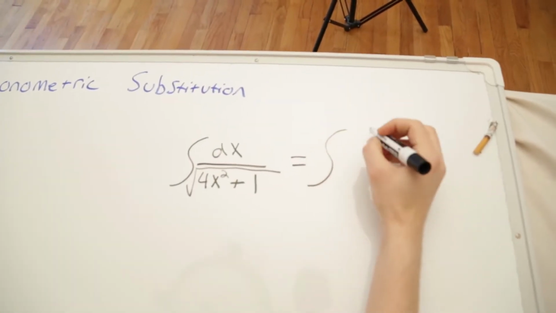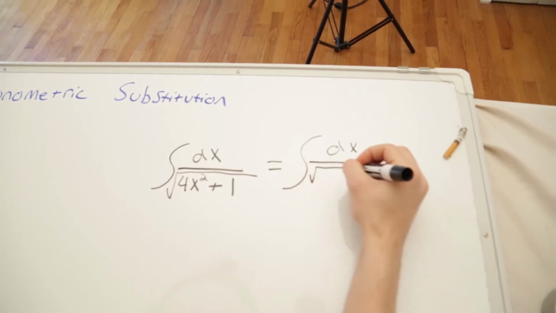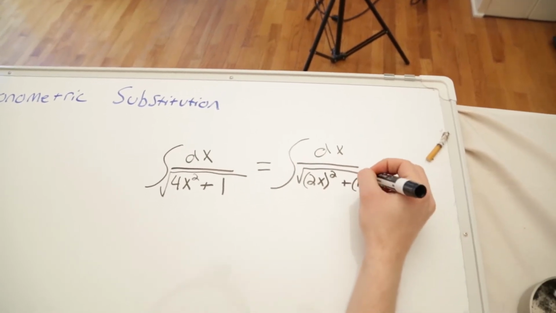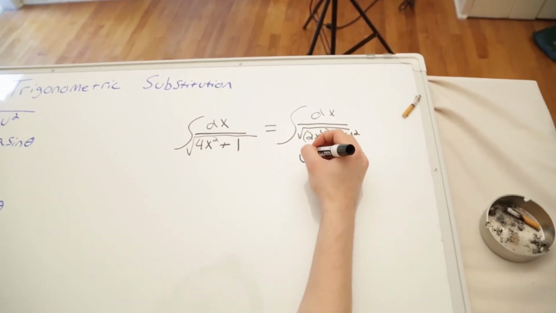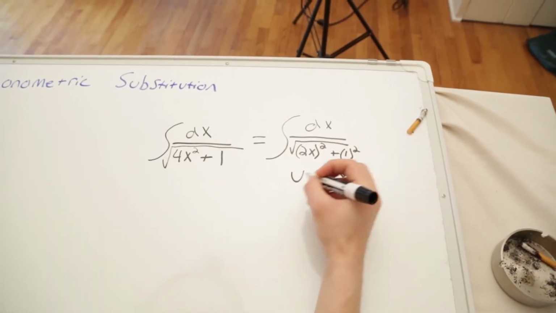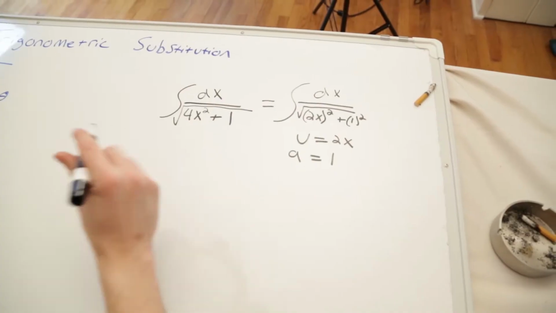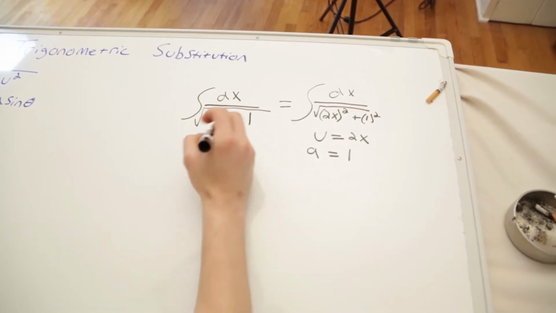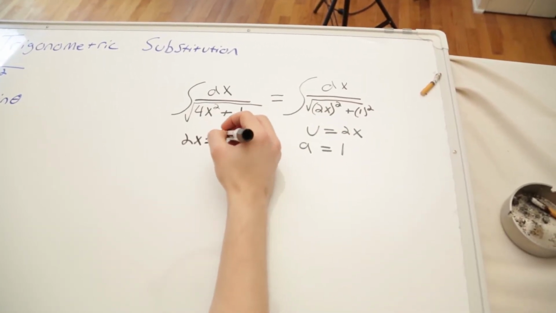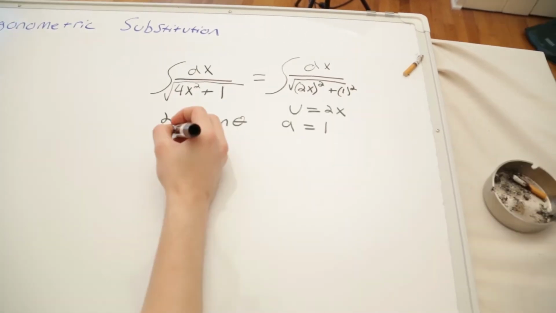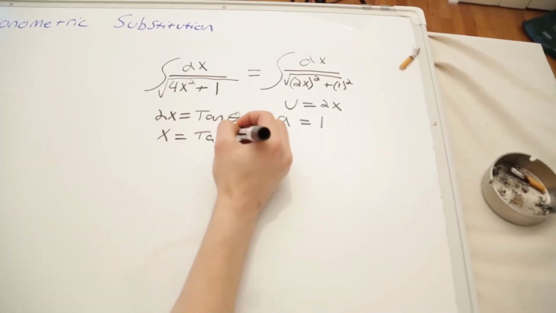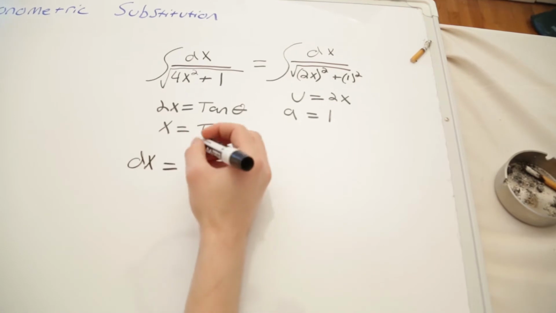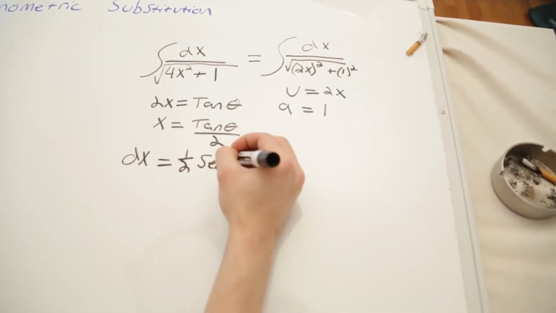So let's rewrite this. This is equal to the integral of dx over the square root of (2x) squared plus 1 squared. So our u value is going to be 2x and our a value is going to be 1. So now let's do our trig substitution. We're going to let 2x equal, a is just 1, so 2x is going to equal tan theta, which means that x equals tan theta over 2, and I'm only doing this just to find dx, and dx is going to equal 1/2 secant squared theta.